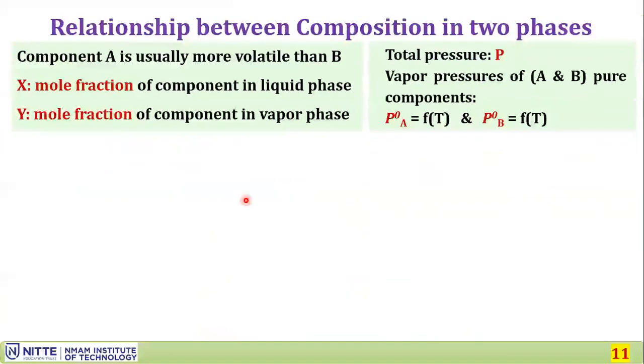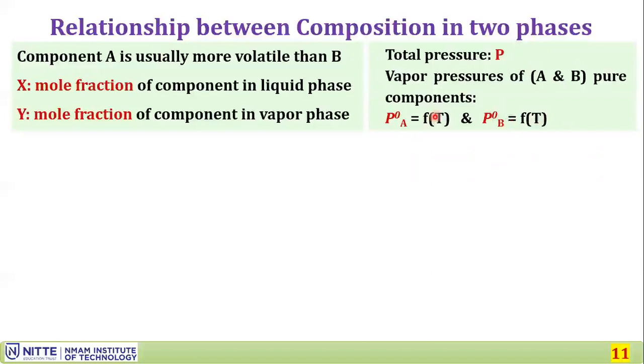Now let us look at the mathematical relationship between the compositions in the two phases. Before we enter into that, let us make certain terminologies familiar. Remember, component A is usually more volatile than B. So whenever we take A and B as the notations, A is more volatile, B is less volatile. X is for the liquid phase, Y is for the vapor phase. That is mole fraction. Total pressure, let me denote it as capital P. Vapor pressures are denoted as P naught A, P naught B.